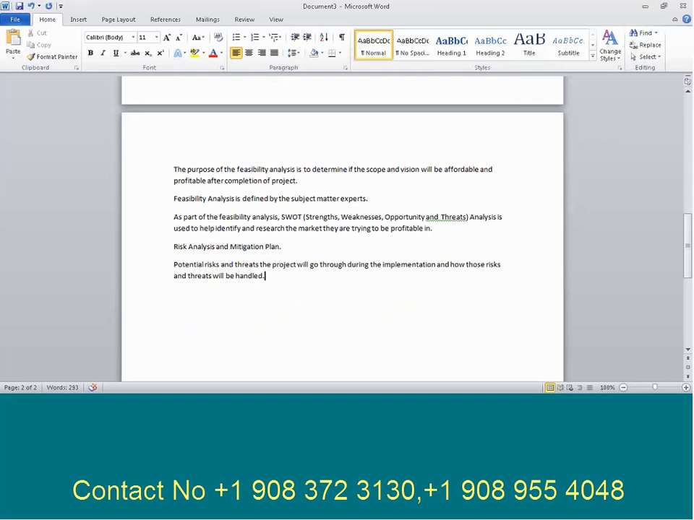So what happens is, if you have to document any of this scope and vision or feasibility or risk, I think as a business analyst, your role is to be sitting in the meeting, listening to what they're talking about, organizing the information in a document, hand it over.